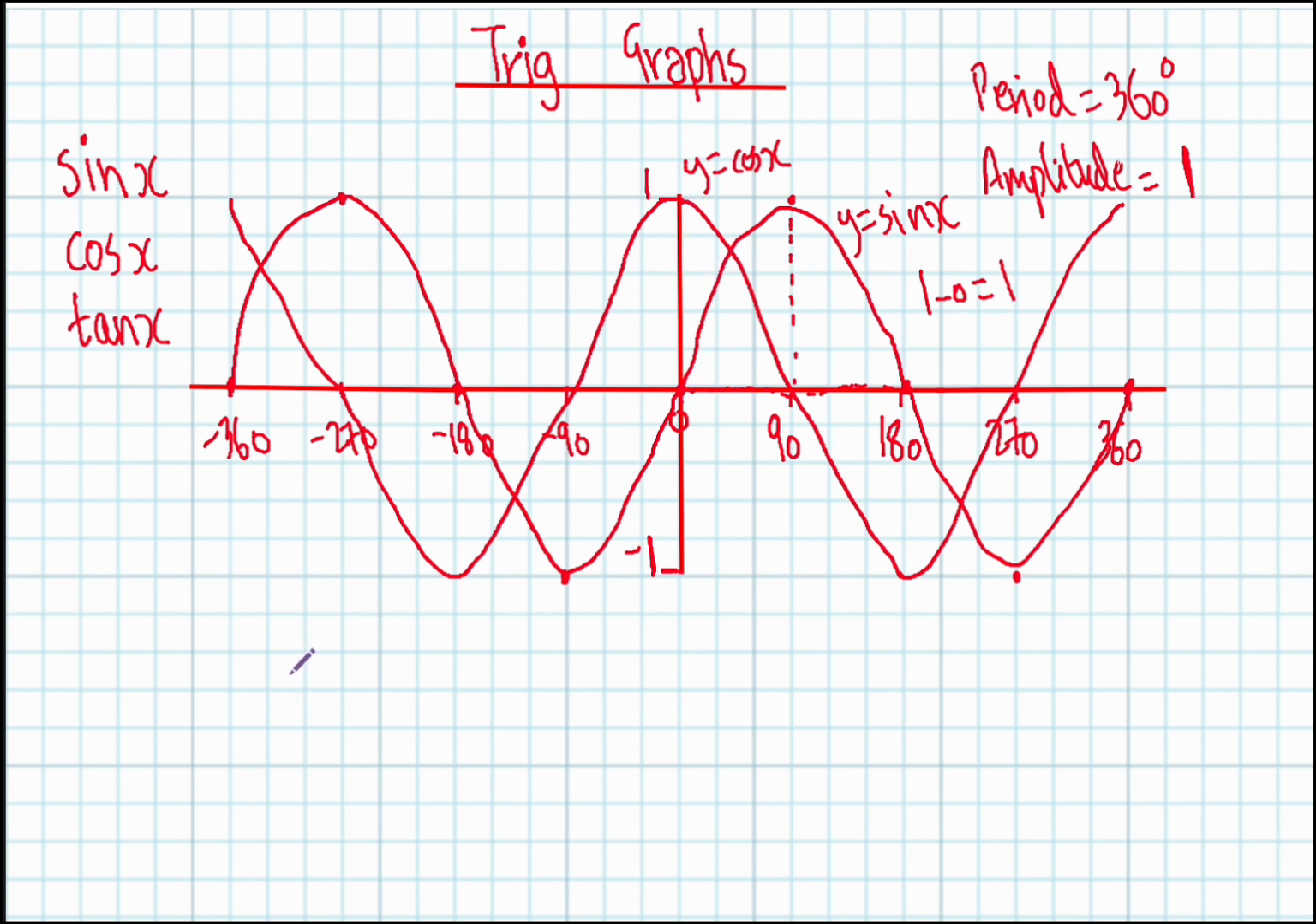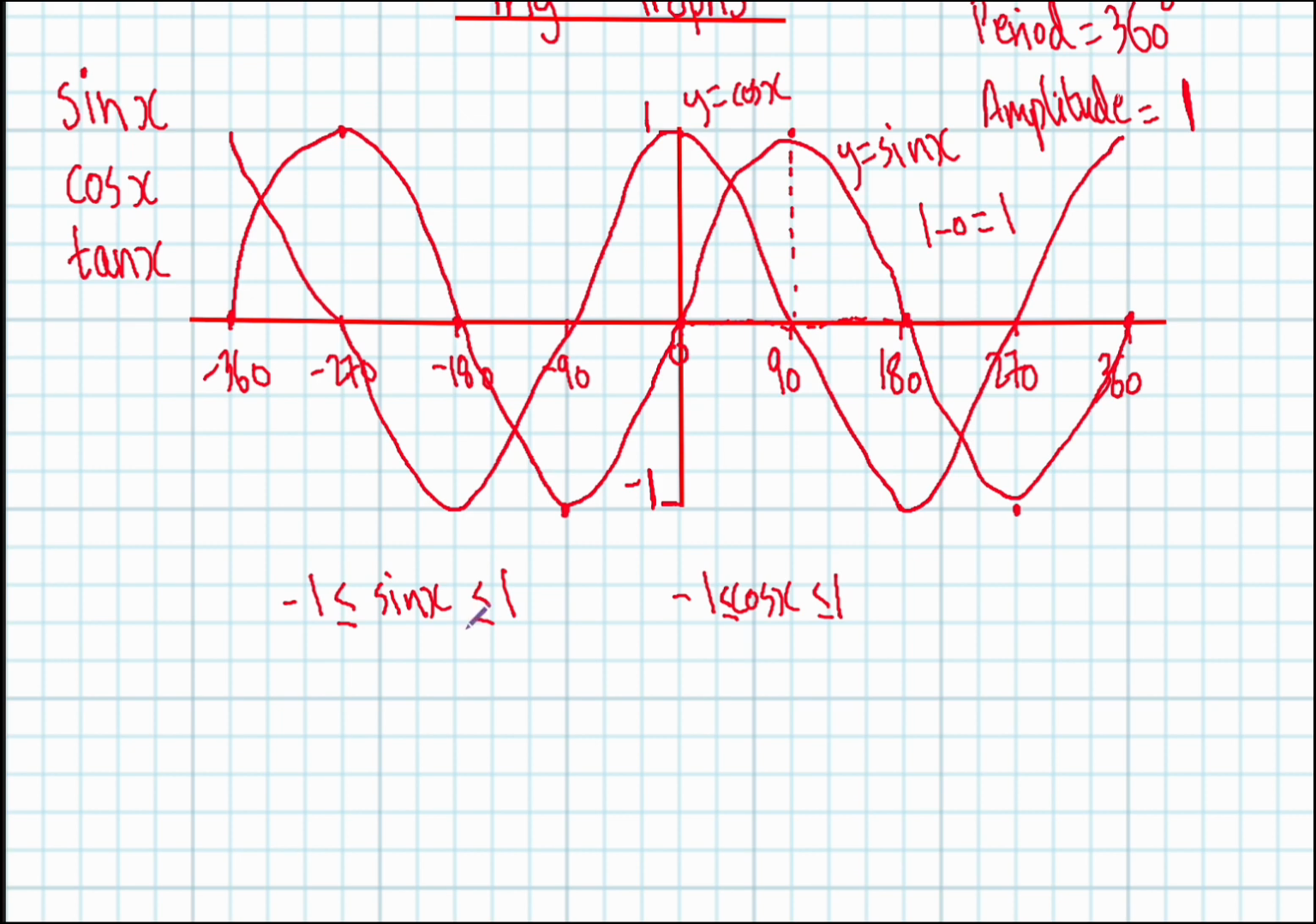So both sine of x and cos of x, I'm going to write it like this, this means that the sine of x and the cos of x are always between positive and negative 1. You can't get a higher number than that. That's just the formal way of writing it.